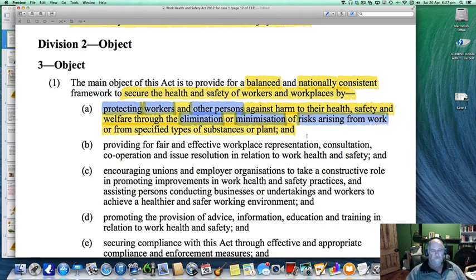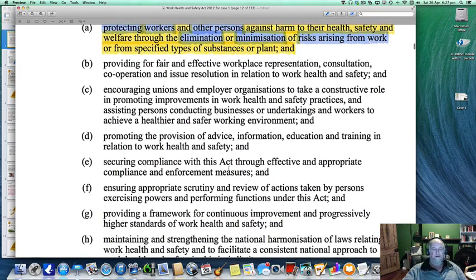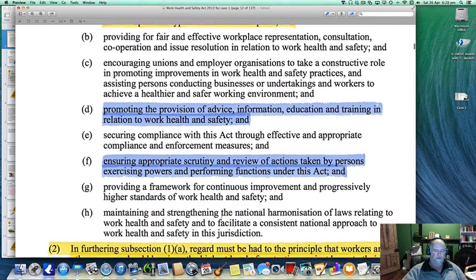Then it goes on and says it's providing for fair and effective workplace representation. We're not worried about that. The problem doesn't talk about anything to do with workplace representation, or encouraging unions, which is this bit here. Promoting the provision of advice, information, education and training. Yeah, that probably fits what we're having to look at. Securing compliance with this Act through effective and appropriate compliance and enforcement measures. Yeah, okay. Ensuring appropriate scrutiny and review of actions taken by persons exercising the powers or performing functions under this Act. Yeah, fair enough. Maybe.